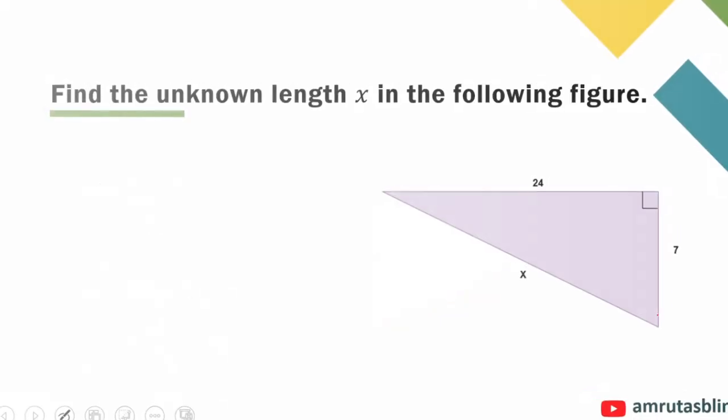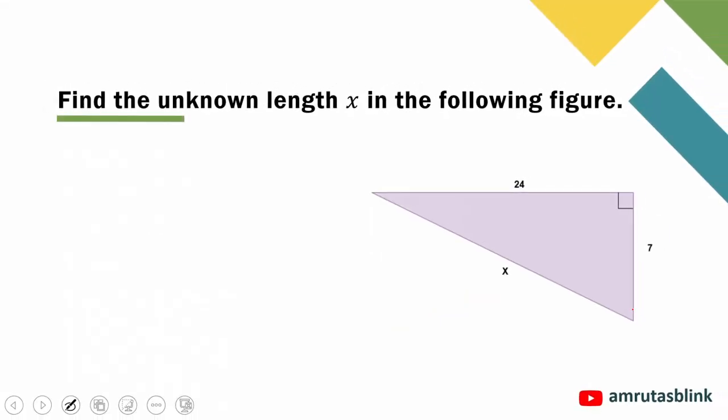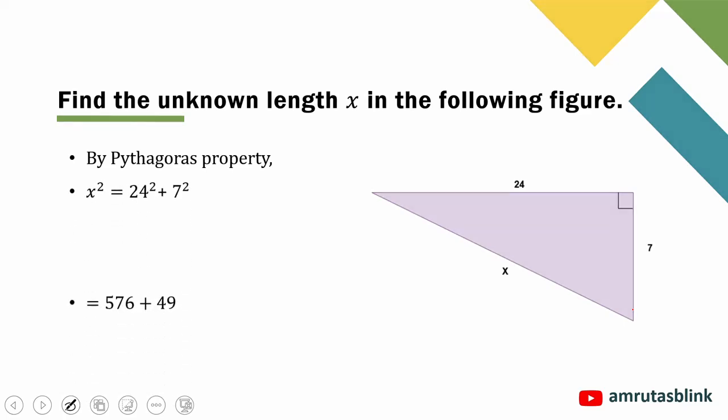Find the unknown length x in the figure. X, 24 and 7. By Pythagoras property, x square is equal to 24 square plus 7 square, which is equal to 576 plus 49, which is equal to 625. Hence x is equal to square root of 625, which is equal to 25 units.